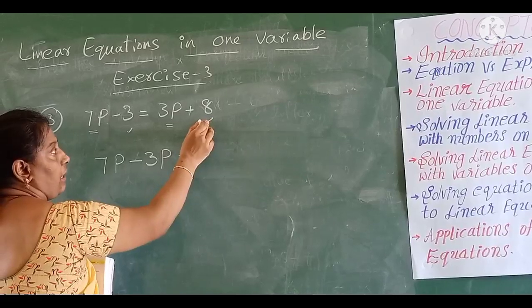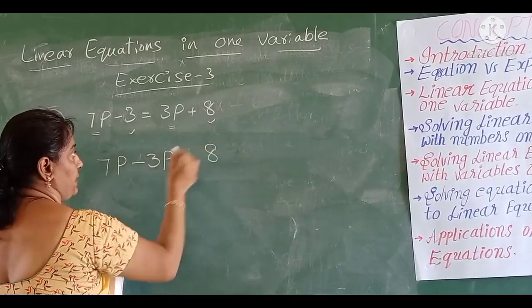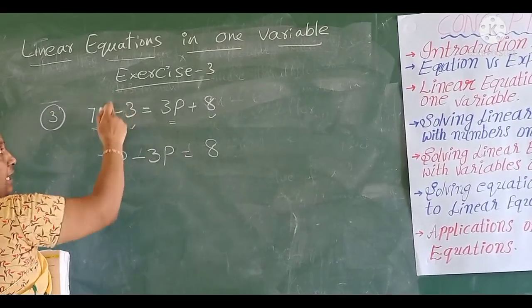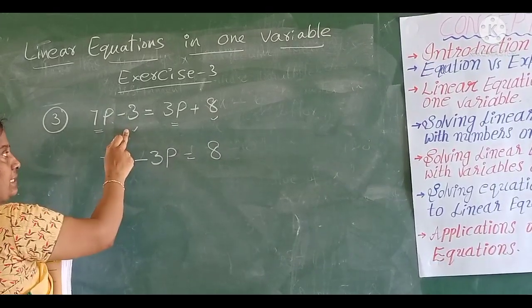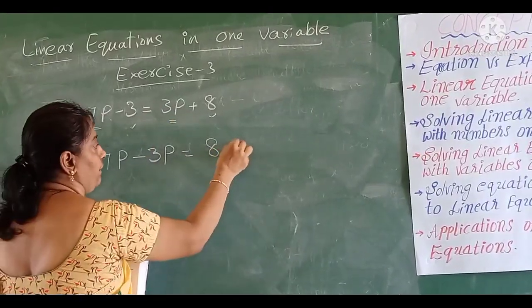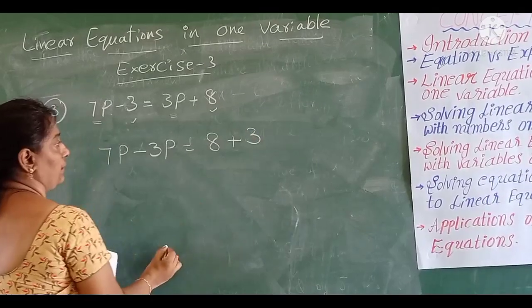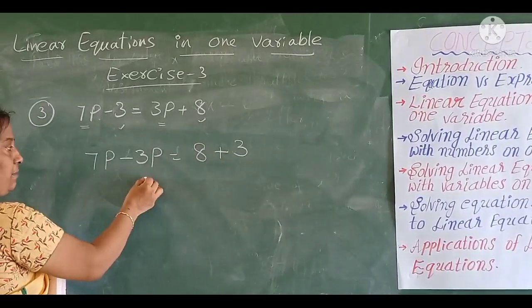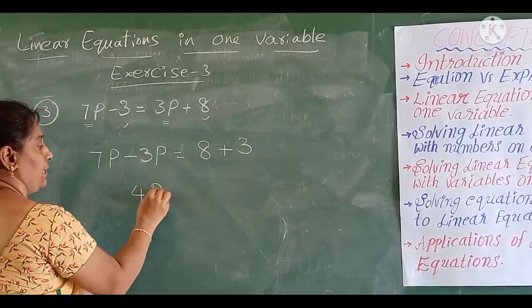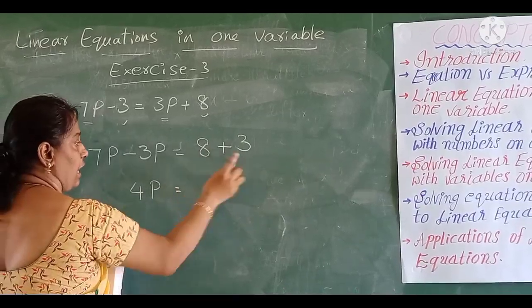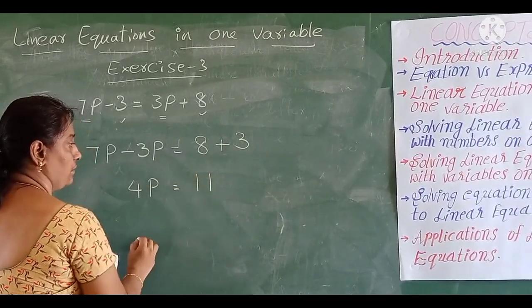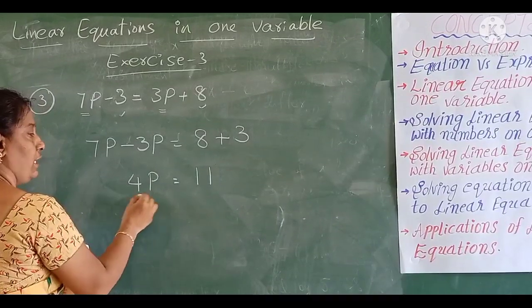So the constant on the right side is already there. On the left hand side, minus 3 is a constant. Moving to the right side, it will become positive 3. So 7p minus 3p is 4p, is equal to 8 plus 3, how much? 11. So 4p means 4 into p.